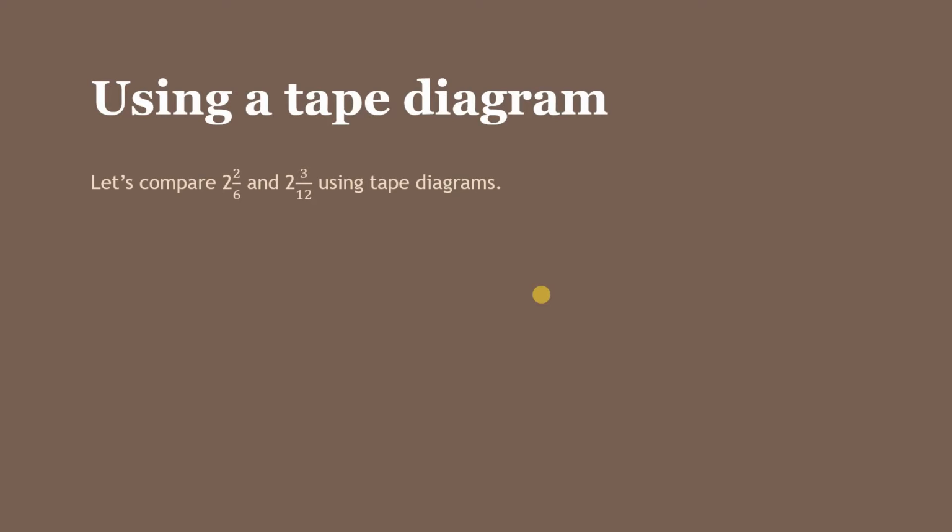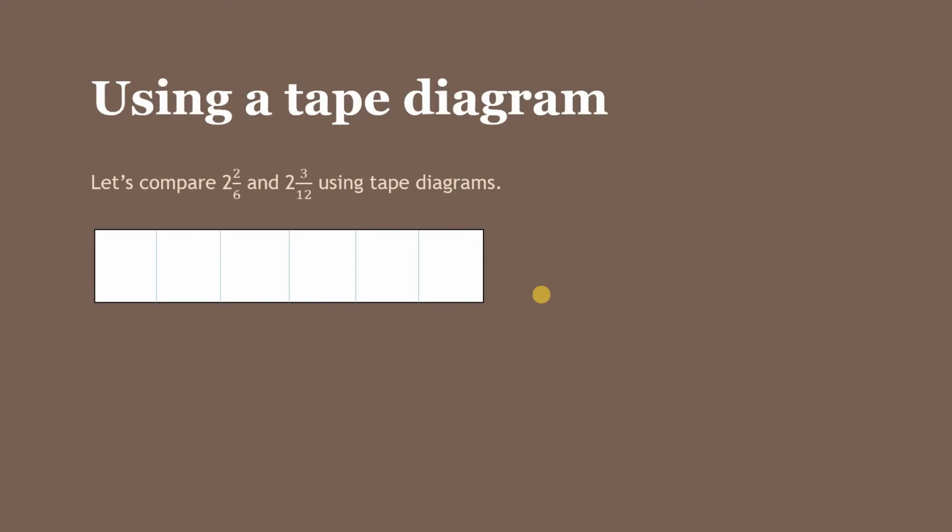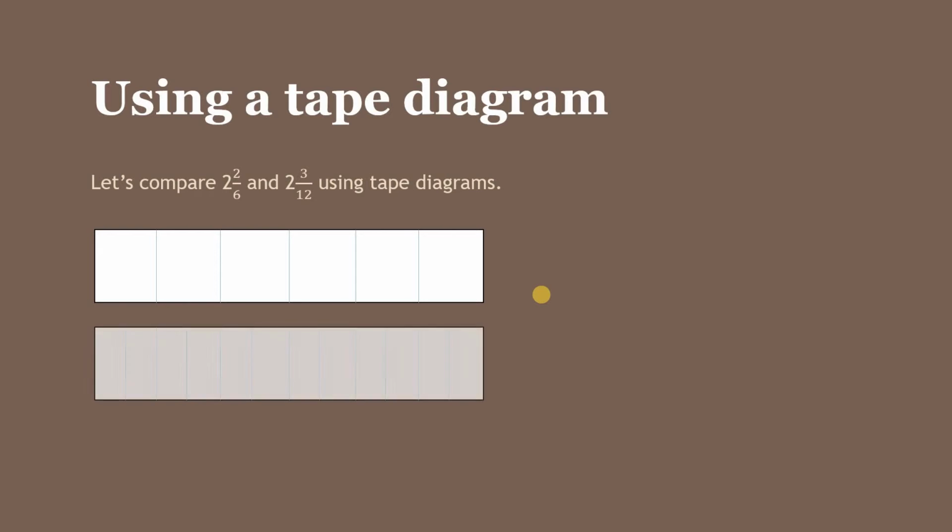For your tape diagram, you should have one tape diagram split into sixths. You should have one tape diagram split into twelfths. Now I'm going to draw or shade in my 2 sixths and my 3 twelfths. Now I can compare which has more shaded in, the 2 sixths or the 3 twelfths. So for your equation, you should have 3 twelfths is less than 2 sixths.